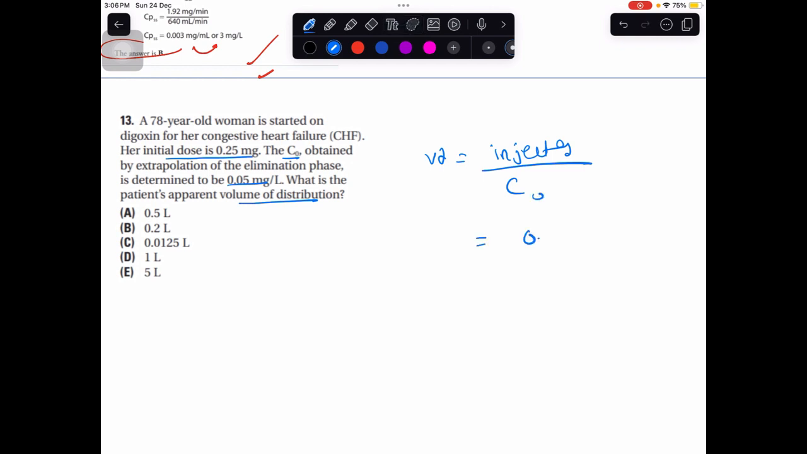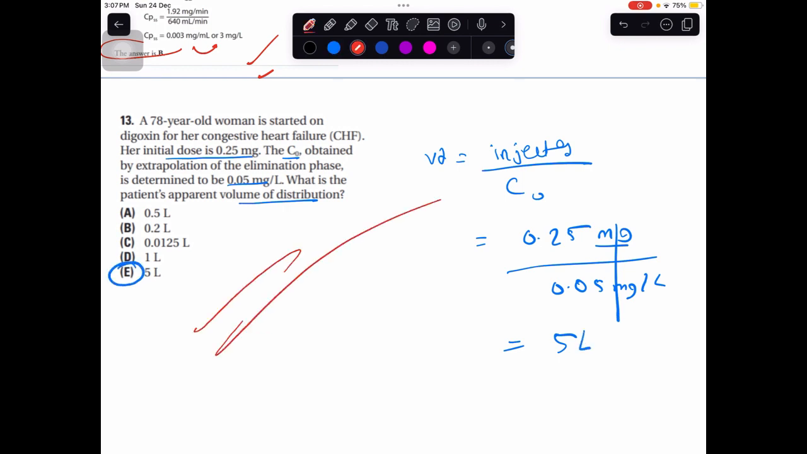How much was injected? It says 0.25 milligram. Please don't forget the units. Divided by 0.05 milligram per liter. So now you're just dividing 0.25 by 0.05. You'll get an answer of 5. The milligram cancels with the milligram, so 5 liters. And the answer is E.